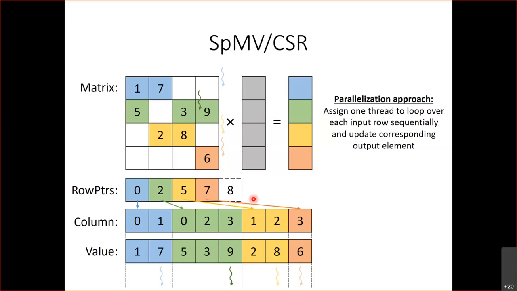COO is more memory coalesced than CSR, right? CSR. COO has better coalescing. What about control divergence? COO is better. Right, COO is better. And what about synchronization, having to use atomics and things? CSR is better, exactly.